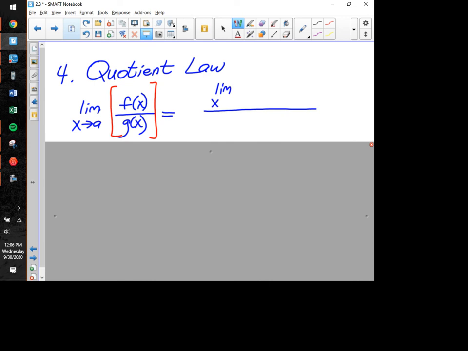This would be the limit as x approaches a of f of x up here on top divided by the limit as x approaches a of g of x down here on the bottom. And I certainly hope that no one is tempted to say, hey, I've got a limit as x approaches a on top and a limit of x approaches a on bottom, and they simply cancel each other out.